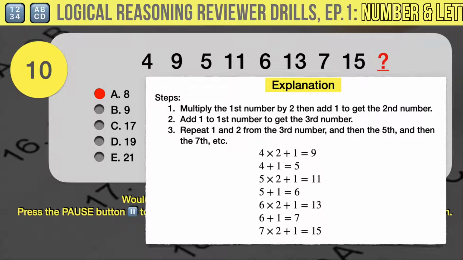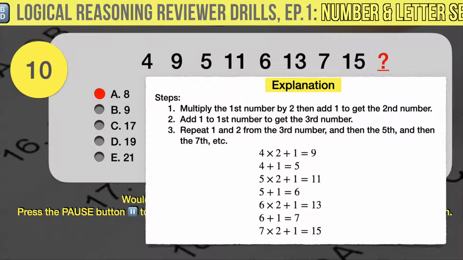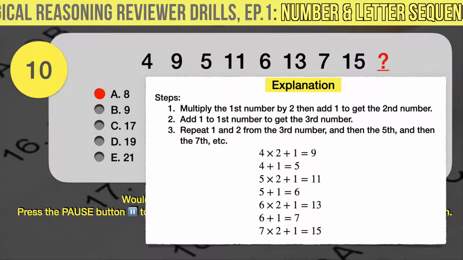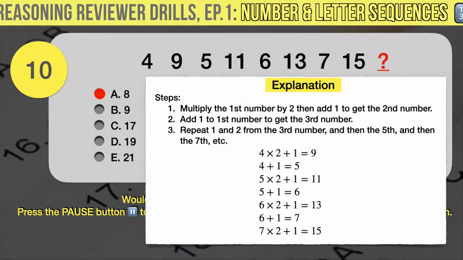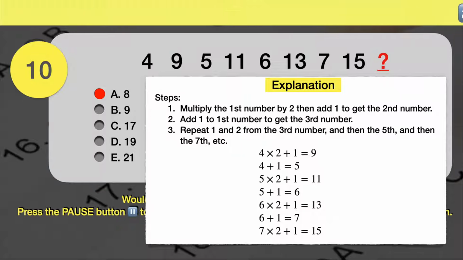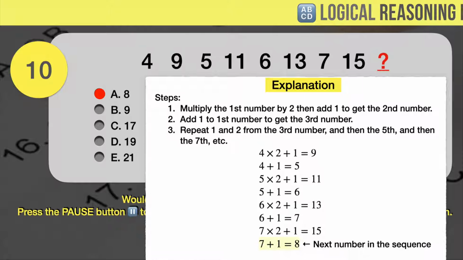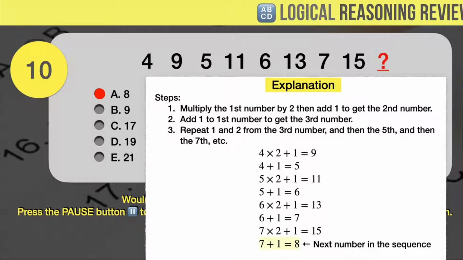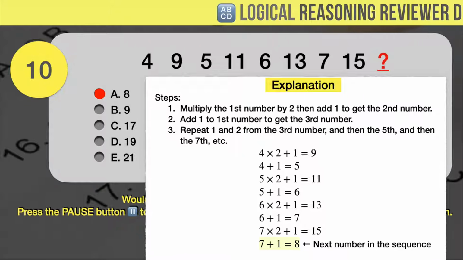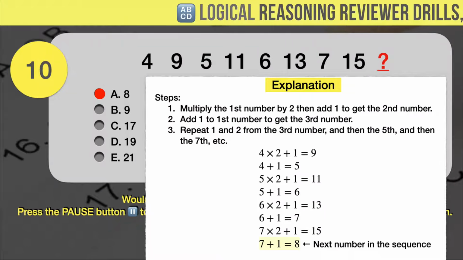5 times 2 plus 1 equals 11. 5 plus 1 equals 6. 6 times 2 plus 1 equals 13. 6 plus 1 equals 7. 7 times 2 plus 1 equals 15. Therefore, the next term in the sequence should be 7 plus 1 equals 8.